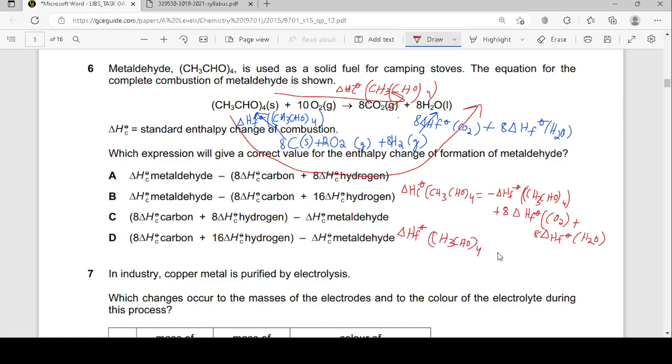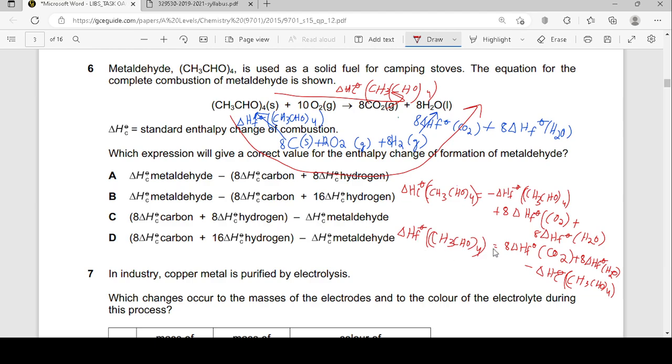CH3CHO4, okay? Equals to, and I'm going to shift this to the left hand side, so it becomes 8 times the enthalpy change of formation of CO2 plus 8 times the enthalpy change of formation of H2O minus delta HC CH3CHO4. Okay, so that is what I get.